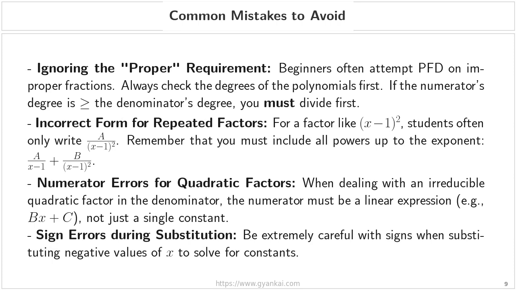Finally, we have sign errors during substitution. This is a really common, easily avoidable mistake. When you're solving for the constants, those a, b, and c values, you often substitute specific values of x into the equation to eliminate terms. Be extremely careful with your signs when substituting negative values. A simple sign error can throw off your entire calculation, so double-check your work.